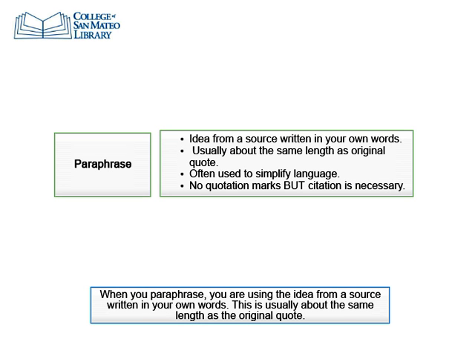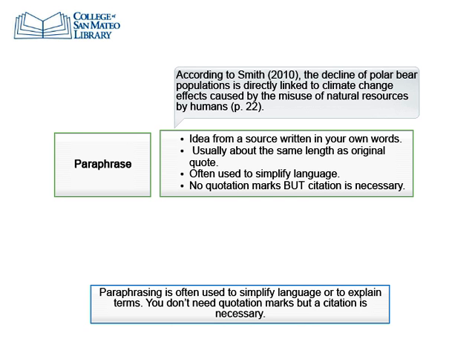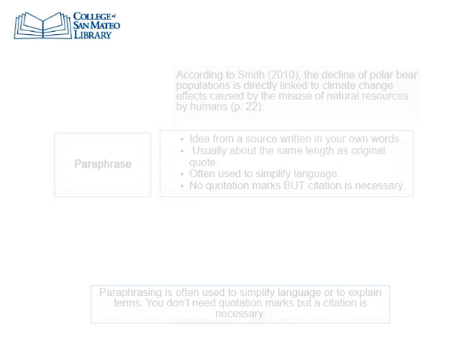When you paraphrase, you are using the idea from a source written in your own words. This is usually about the same length as the original quote. Paraphrasing is often used to simplify language or to explain terms. You don't need quotation marks, but a citation is necessary.